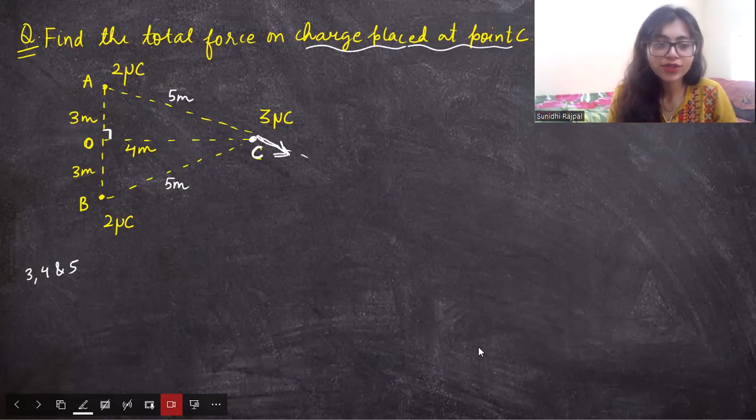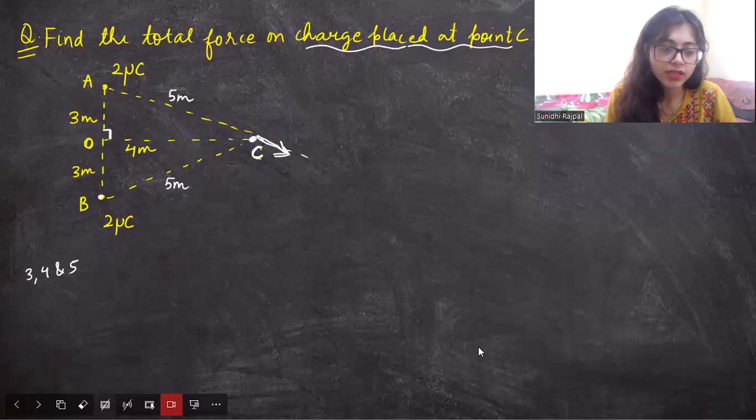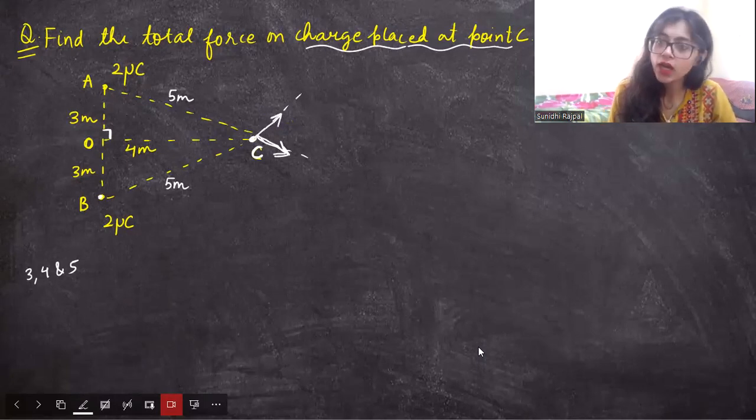Similarly, look at point B. At point B you have a positive charge and at point C you have a positive charge. So what will be the direction of the force? Let me erase this for a second. It will be along this line in the opposite direction, right?